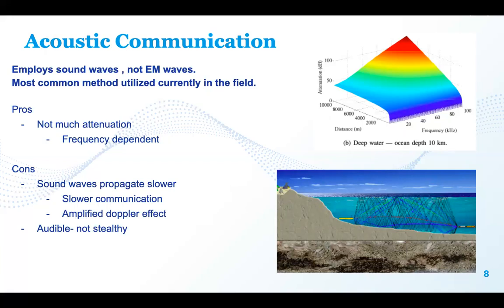But the cons are these sound waves do propagate slowly, which means slower communication. But more importantly, it's an amplified Doppler effect. And what that means is there'll be multiple delayed and distorted signals that reach the receiver at the same time. And this can just cause us more work in terms of decoding the message that was initially being sent out. And it is audible, so it's not very stealthy.